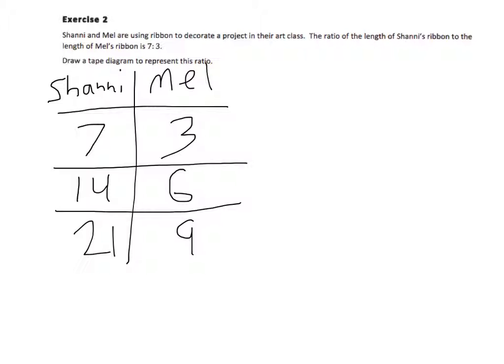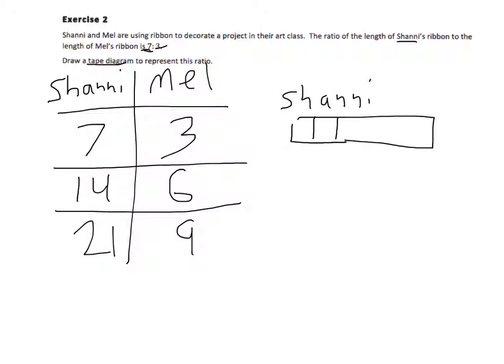Now let's do what the exercise is asking us to do. Let's draw a tape diagram of this ratio. To draw a tape diagram, we're basically going to draw 2 strips or tapes that are proportional and represent the lengths shown in the problem, 7 and 3. Let's start by making Shani's. How long should Shani's be? Shani's should be 7 long because her name comes first in the ratio. So I can just make 7 boxes long.